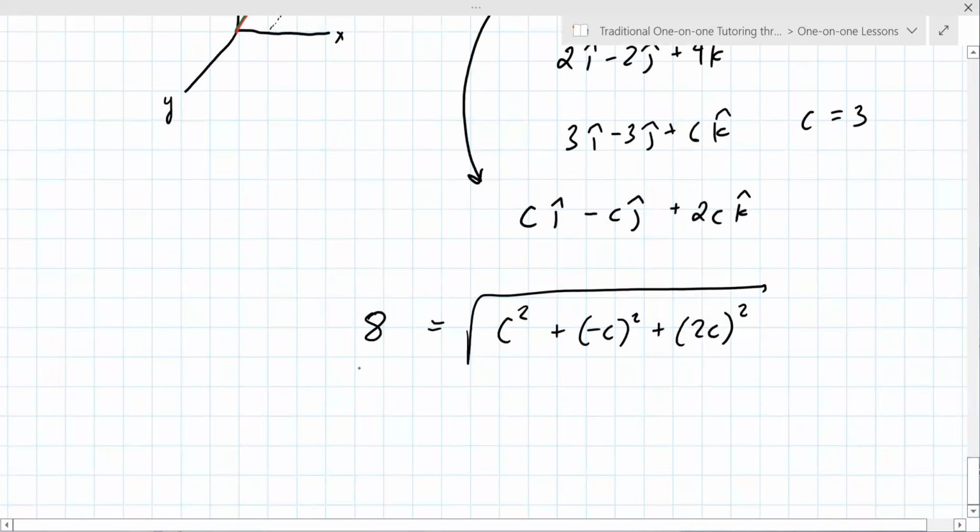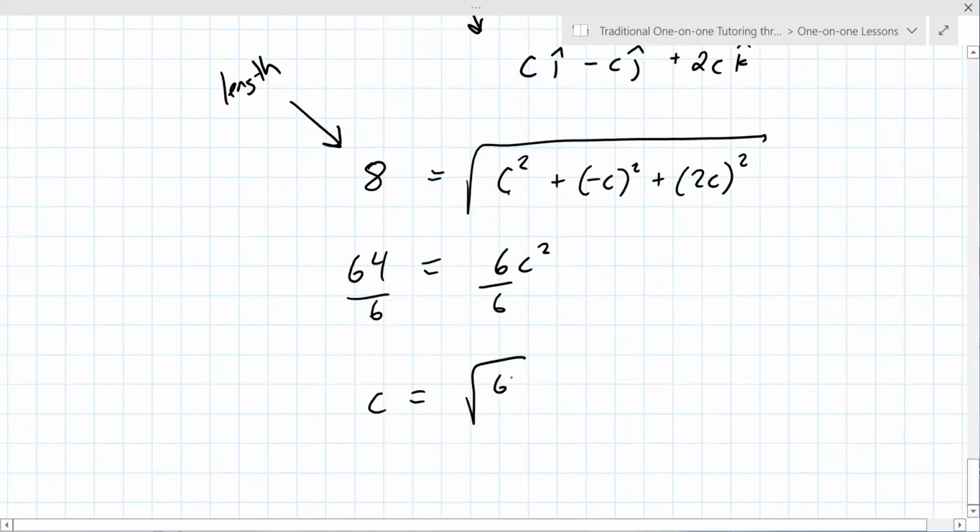So this is the length on the left, and this is the formula on the right. So you square both sides: 64 equals C squared plus C squared plus 4C squared, 6C squared. You divide both sides by 6. So your C is the square root of 64 over 6, and that's what you multiply each of those vectors by. So you have this I minus J plus 2K, and you're multiplying each of these by this thing right here.